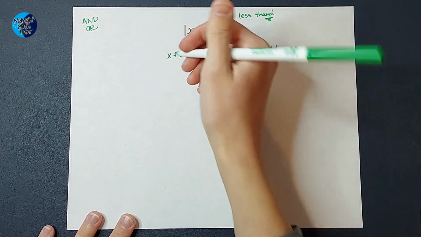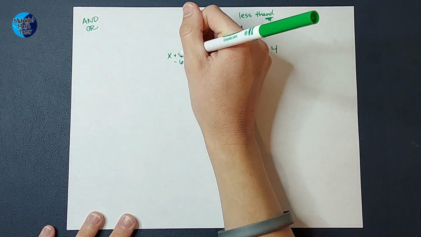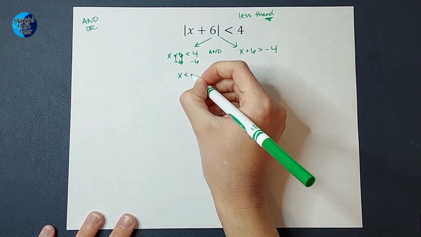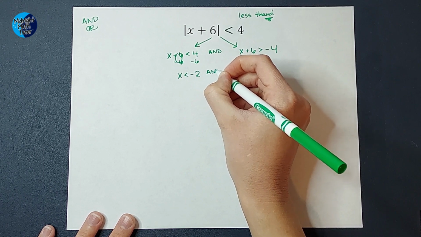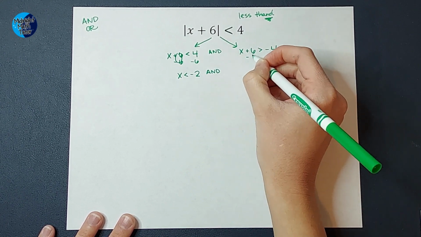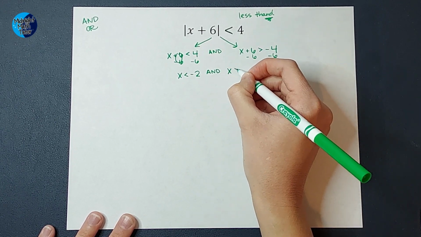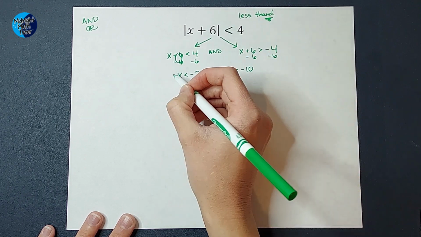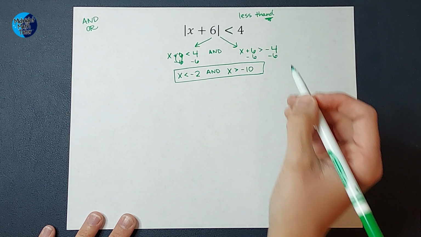All right, so now that we know it's an and inequality, let's go ahead and get x alone on these, okay? So I'm going to subtract 6 from both sides, and I end up with x is less than -2, and I'm going to subtract 6 from both sides again. I get x is greater than -10, okay? So both of those need to be true for x.